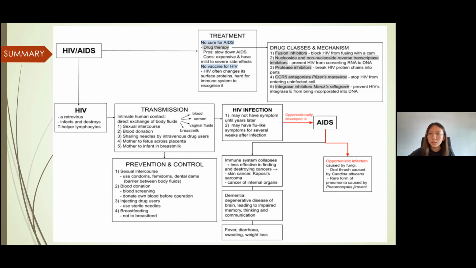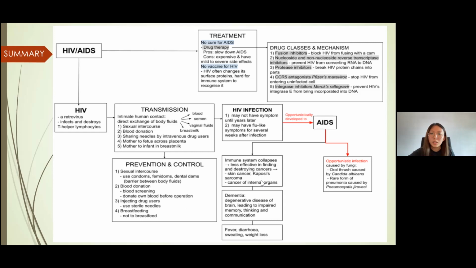And there are two more types of opportunistic infection which cause AIDS: oral thrush caused by Candida albicans, and a rare form of pneumonia caused by Pneumocystis jirovecii. And AIDS will cause the immune system to collapse. Therefore, the immune system will be less effective in finding and destroying cancers.